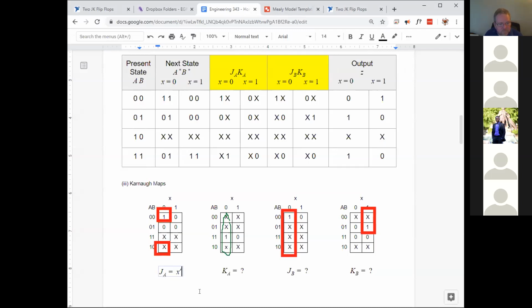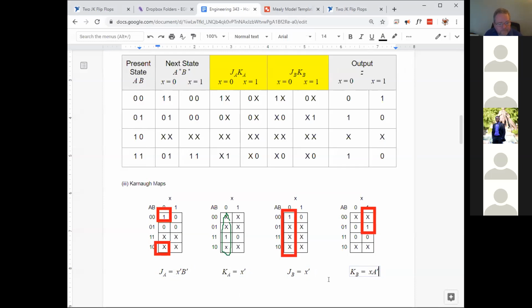X naught, B naught. And for KA? X naught. That's why I like that, because it's kind of simple. A naught.